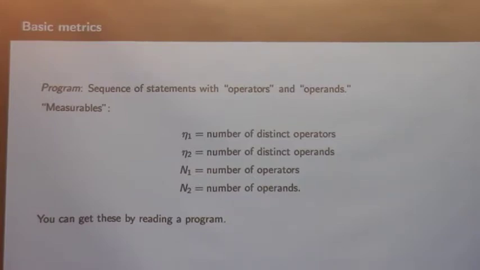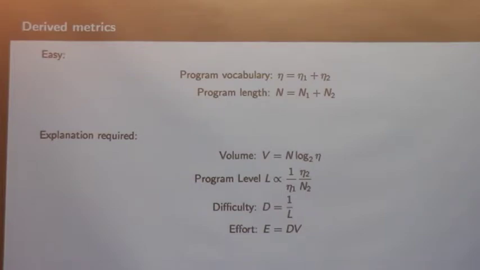Then once you take these measurables, you combine them in these significantly more complicated metrics. The first two are relatively straightforward. Program vocabulary is the number of unique things in your program. So it's the number of unique operators and operands. It's like the total number of things that you need to know to read a program. Program length is just the total number of things in your program.